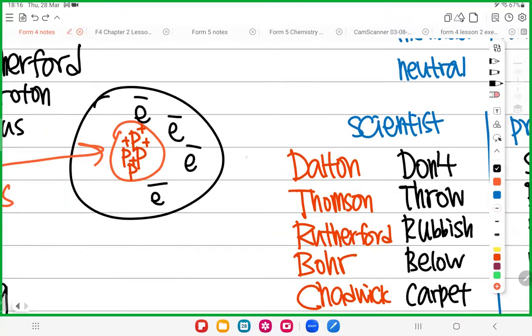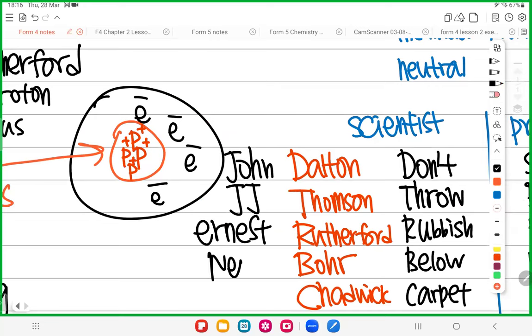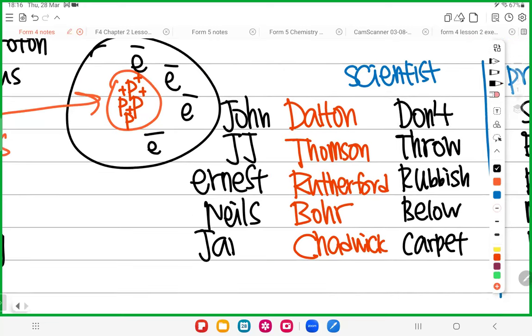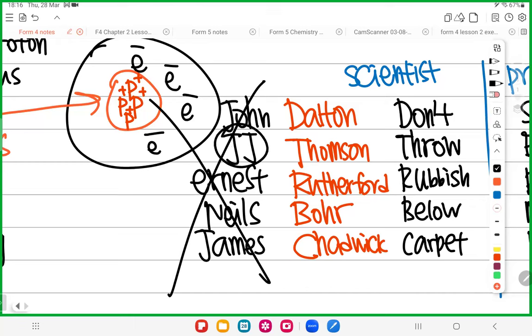The full name is called John Dalton, J.J. Thomson, Ernest Rutherford, Niels Bohr, James Chadwick. You not even need to know the full name, because the question is very straightforward. The question they won't ask like this. They won't ask, okay, which of the following discover electron? Answer A, J.J. Thomson. Answer B, C.C. Thomson. Answer D, W.W. Thomson. They won't ask that one. Clear. No worry on that.